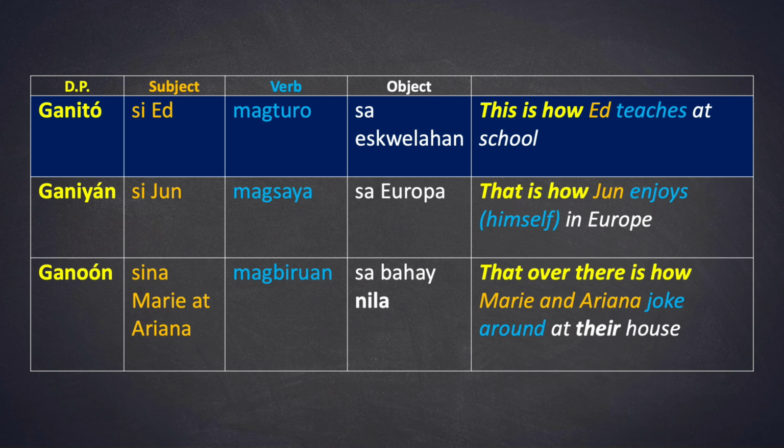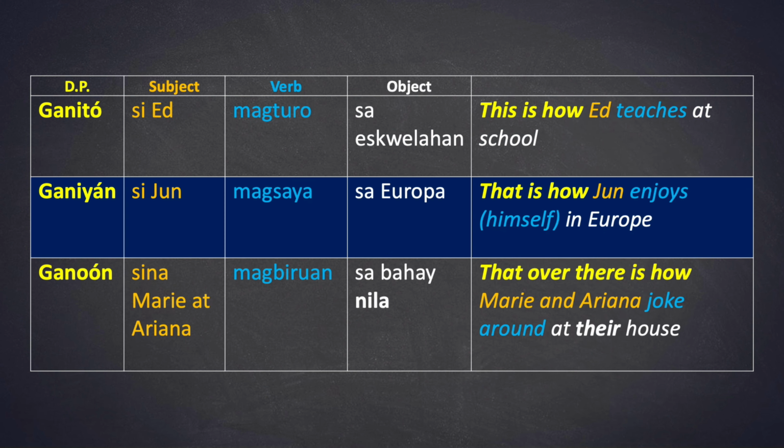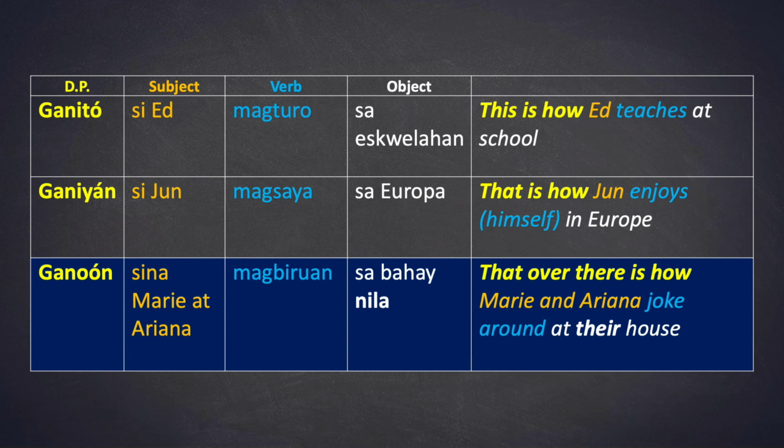Ganito si Ed magturo sa eskwelahan. This is how Ed teaches at school. Ganiyan si June magsaya sa Europa. That is how June enjoys in Europe. Ganoon sina Marie at Ariana magbiruan sa bahay nila. That over there is how Marie and Ariana joke around at their house.